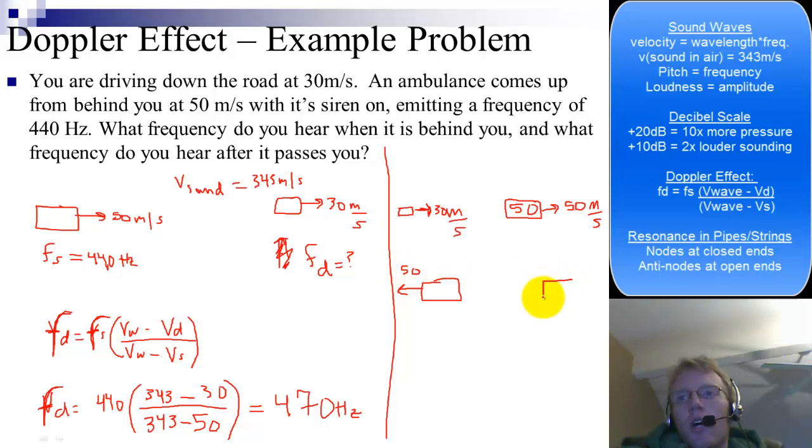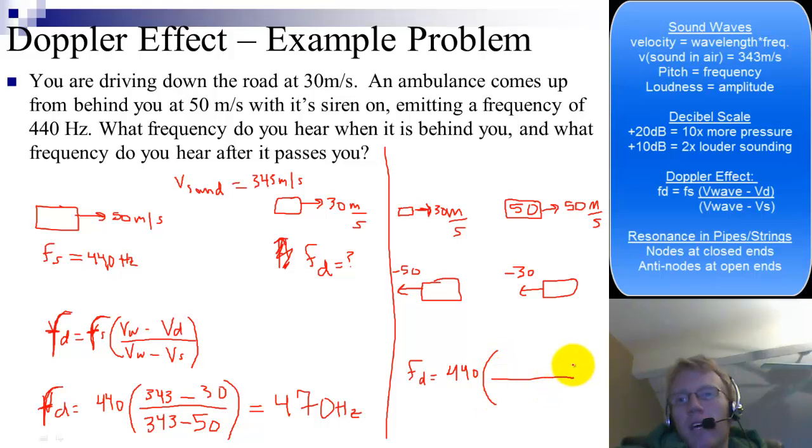And then you can draw your car going this way at 30. But now, because it's going away from you, you're going to put in a negative, and you're going to the left, you're going to put in a negative. So when you plug numbers into this formula, you're going to get the frequency detected is, again, 440.